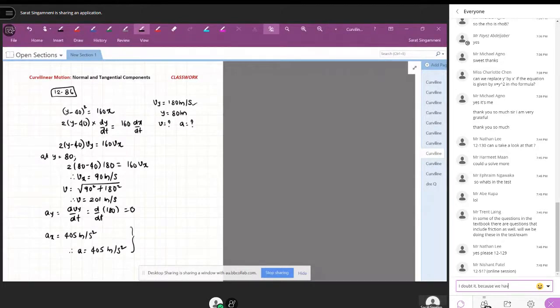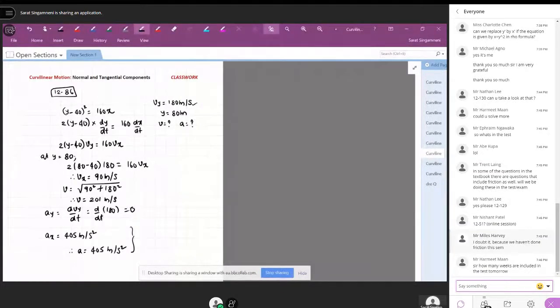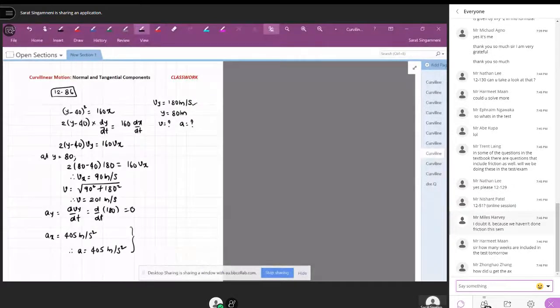Will we be doing these in the test or exam? No. Yes, please, 12:129. I doubt it, because we haven't done friction this semester. See, friction has already been done. So if I wanted, I can ask about friction, but I'm not going to ask you about friction tomorrow. So keep that aside for now. But remember, the knowledge gained from statics needs to be used where and when necessary in dynamics too. But tomorrow, no friction.